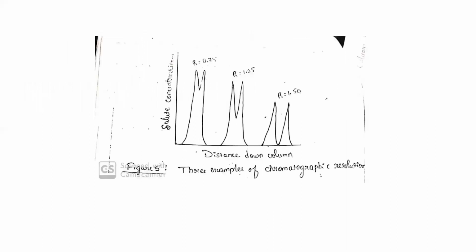And next, the representation of a graph between solute concentration and distance down the column, with three examples of chromatographic resolution for A, B, and C.